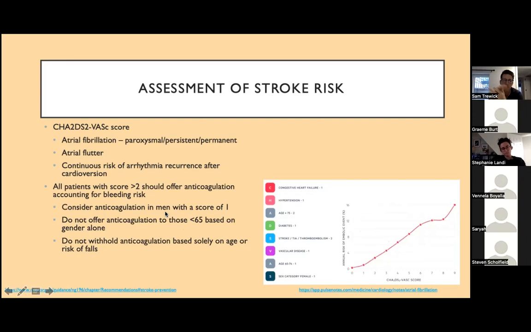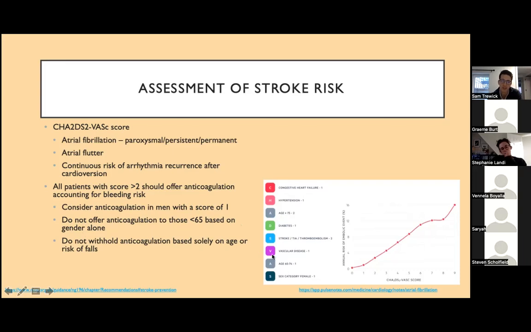And the guidance around the use of the CHA2DS2-VASc score has changed slightly in the new guidance. All patients who score greater than 2 should be offered anticoagulation when balanced against their bleeding risk. And we should consider anticoagulation in men who score 1. That's because you can score a point for being female, whereas a man would have one of these important risk factors that we spoke about. Against that, we're saying, do not offer anticoagulation for those under the age of 65 based on gender alone.